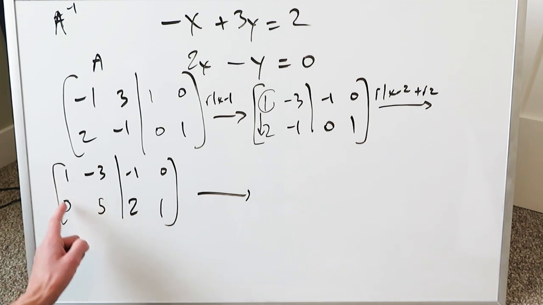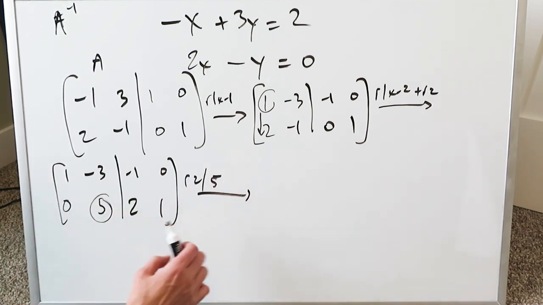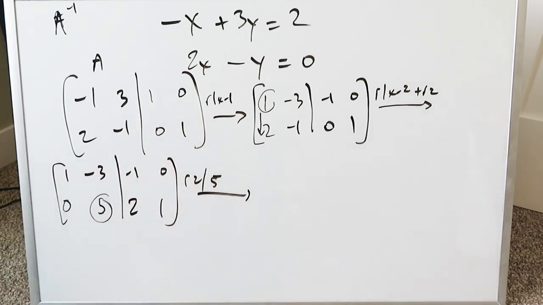Now I've gotten my 1 and a 0. I need to get a 1 over here. So let's do row 2 divided by 5. Remember, I need to get a 1 0, 0 1. Whatever comes out here automatically will be your inverse.